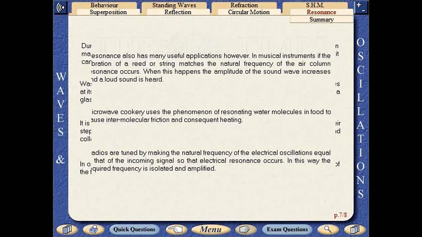Resonance also has many useful applications. In musical instruments, if the vibration of a reed or string matches the natural frequency of the air column, resonance occurs. When this happens, the amplitude of the sound wave increases and a loud sound is heard. Microwave cookery uses the phenomenon of resonating water molecules in food to cause intermolecular friction and consequent heating. Radios are tuned by making the natural frequency of the electrical oscillations equal to that of the incoming signal, so that electrical resonance occurs. In this way, the required frequency is isolated and amplified.